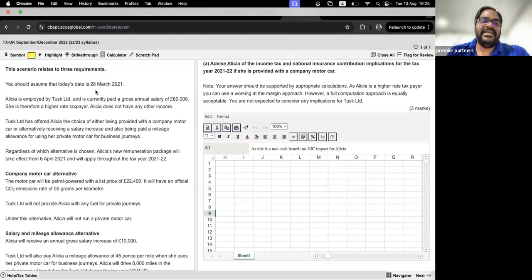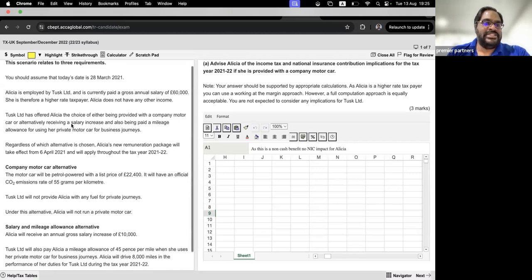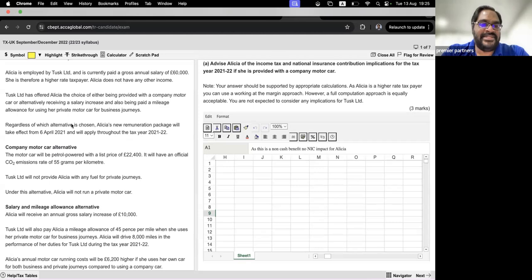You should assume today's date is 28th March. Alicia is employed by Task Limited and is currently paid a gross annual salary of £60,000. She is therefore a higher rate taxpayer. Alicia does not have any other income. Task Limited has offered Alicia the choice of either being provided with a company motor car or alternatively receiving a salary increase and also being paid a mileage allowance for using her private motor car for business journeys.